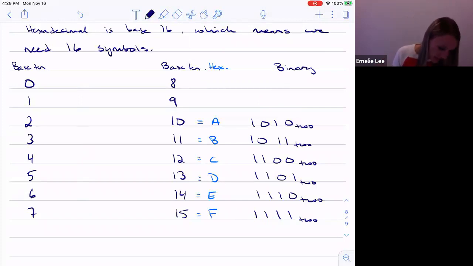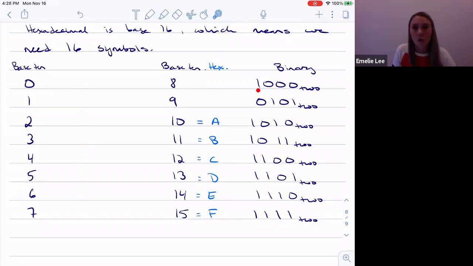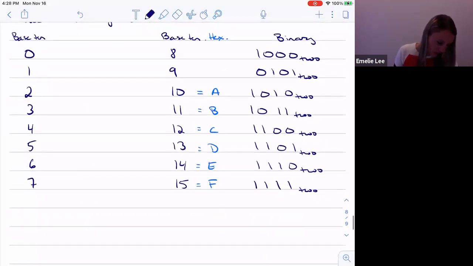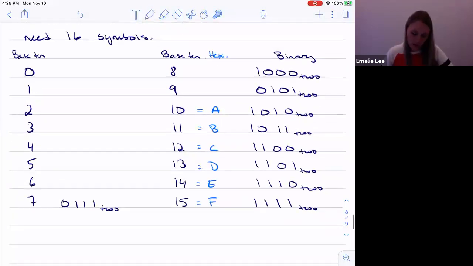So 9 is 0, 1, 0, 1 base 2. 8 is 1, 0, 0, 0 base 2, right? 1 times 2 to the power of 3. 7 is 0, 1, 1, 1 base 2. Notice that I'm just recycling now from here on out.